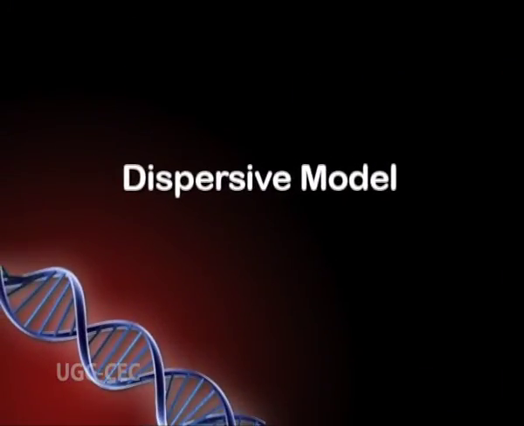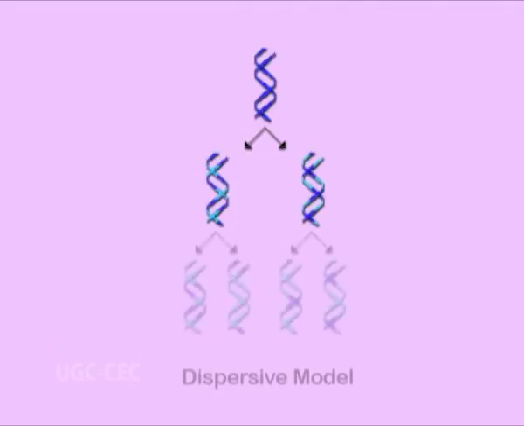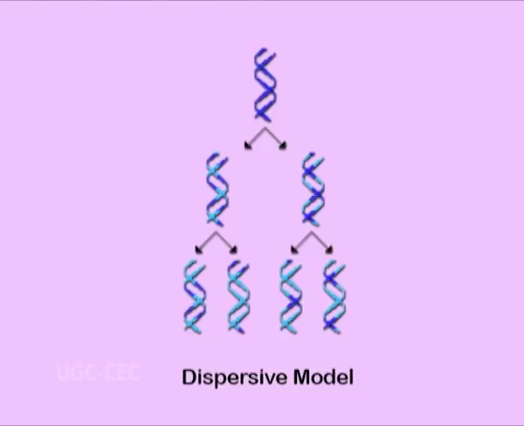Third, dispersive model. According to this model, the parental double helix is broken into double-stranded DNA segments that, as for the conservative model, act as templates for the synthesis of new double helix molecules. The segments then reassemble into complete DNA double helices, each with parental and progeny DNA segments mixed together randomly. Thus, every round of replication would result in hybrids or DNA double helices that are part original DNA and part new DNA.